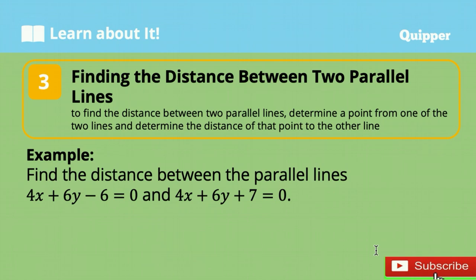Next, we have finding the distance between two parallel lines. To find the distance between two parallel lines, we need to first determine a point from one of the two lines, and then determine the distance of that point to the other line. So here we are going to use again the perpendicular distance. For example, find the distance between the parallel lines 4x plus 6y minus 6 is equal to 0 and 4x plus 6y plus 7 is equal to 0.